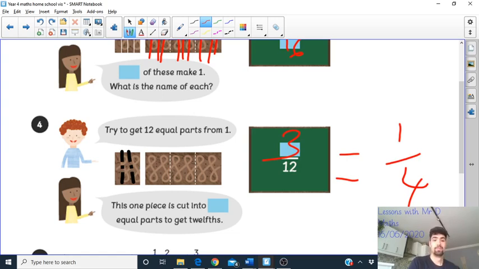So we've done loads there. We've shown that there's at least 3 or 4 different fractions that are also the same as a quarter.